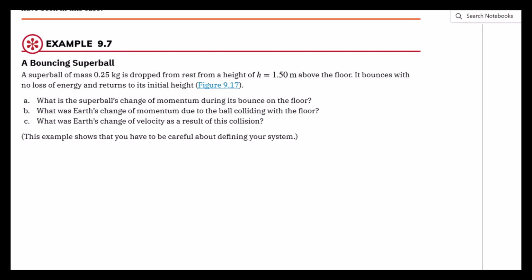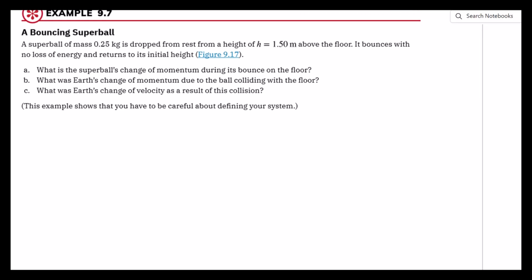Okay, so here's another one. A super ball is dropped from a height. It bounces with no loss of energy and returns to its initial height. Well, that's good for it. What is the ball's change of momentum during the bounce on the floor? Well, let me just do the math and see.